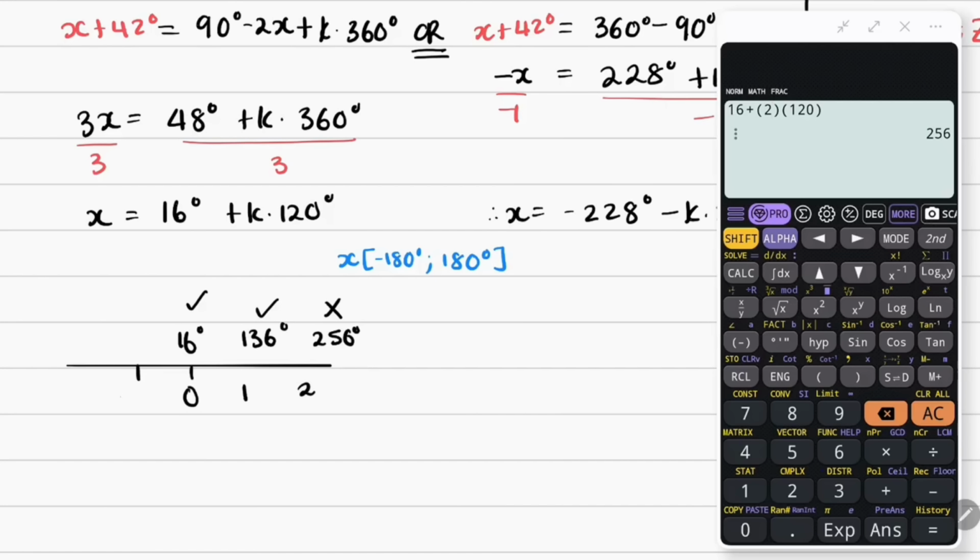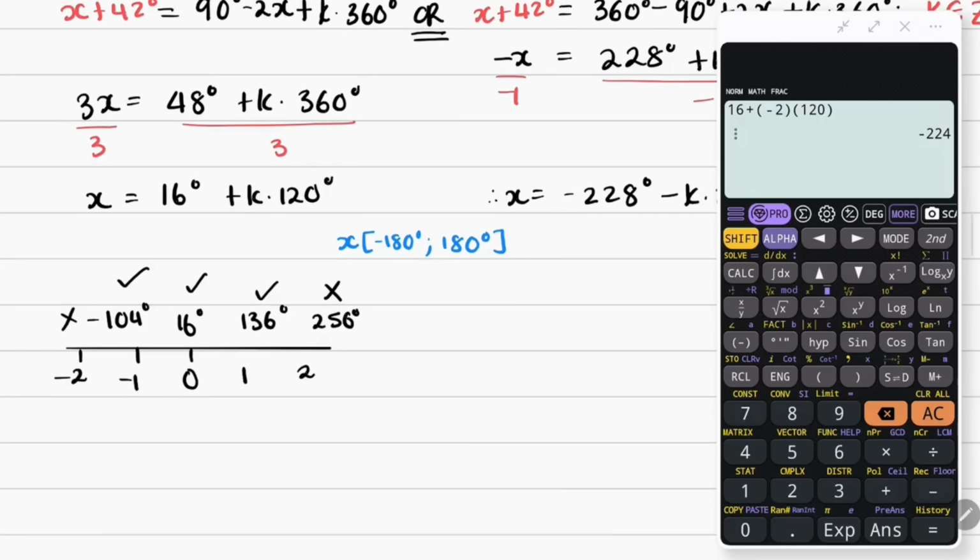And then let's try negative 1. If we try minus 1, we get negative 104 degrees. That is acceptable, it's within this range. And then let's try negative 2. We get negative 224 degrees, which does not work, and you don't have to try that. So these are the answers that we get here.